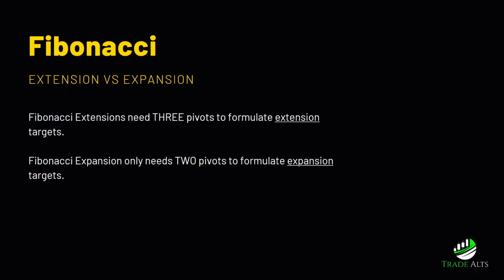All right, so the Fibonacci extension versus expansion. The extension was video 3, the previous video in this series. The main difference that I want you to remember is that Fibonacci extensions need 3 pivots to formulate the extension target. So again, 3 pivots needed. You need a low, a high, and then a higher low if you're pulling a bullish fib extension, looking for targets to the upside. If you're looking for targets to the downside, you need the high, the low, and then the lower high, right? So those 3 pivots, and then you're looking for your extension targets to the downside.